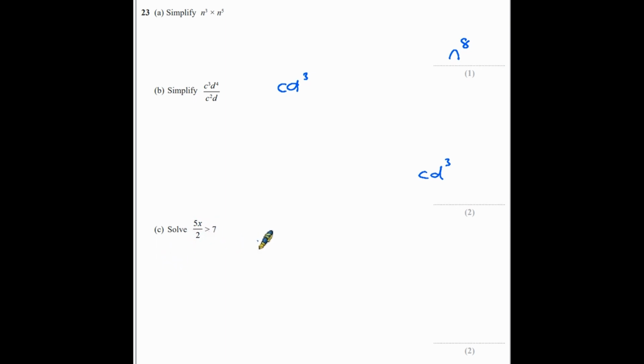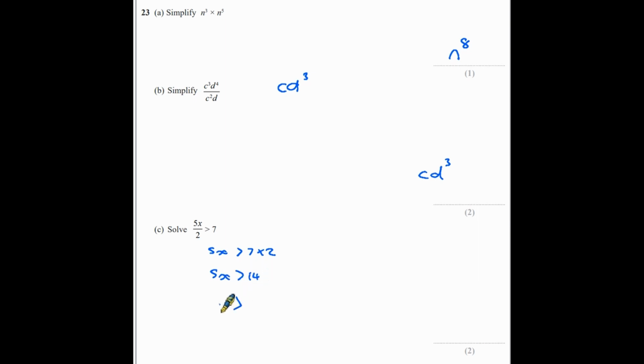It's an inequality. We treat it exactly the same way as an equation, but remember to keep the sign. Again, I'm going to do this by rearranging. Some people will multiply both sides. I'm going to move that 2 to the other side. At the moment, it is a divider. It's going to become a multiplier. So my next line is going to be 5x is greater than 7 times 2. So 5x is greater than 14.